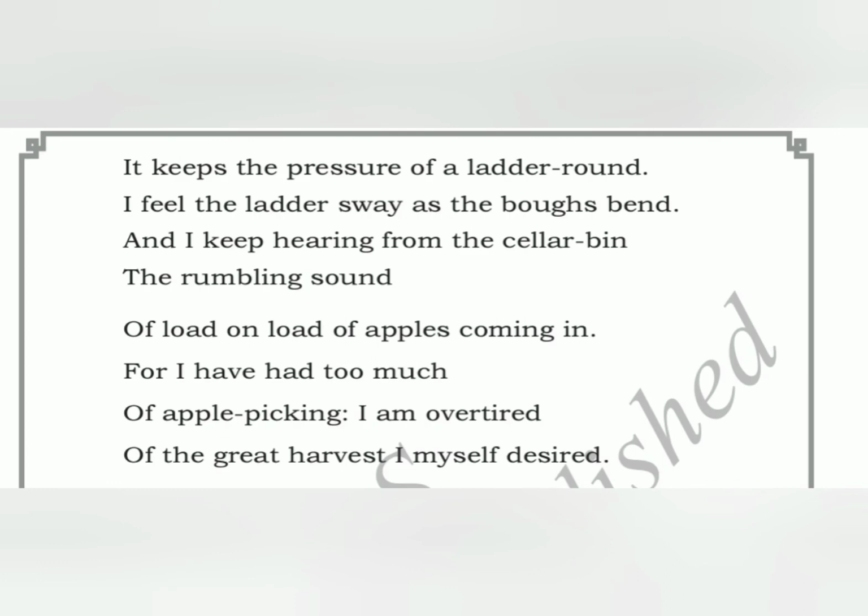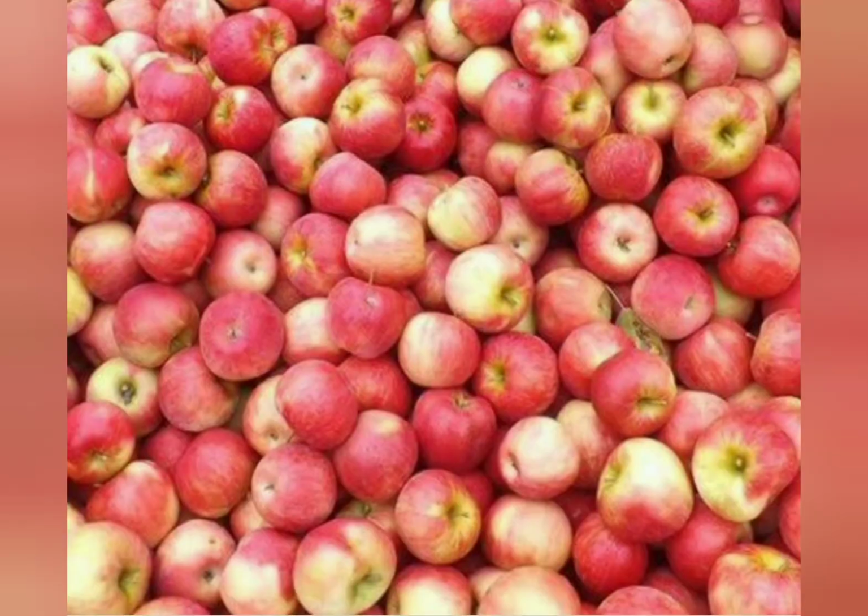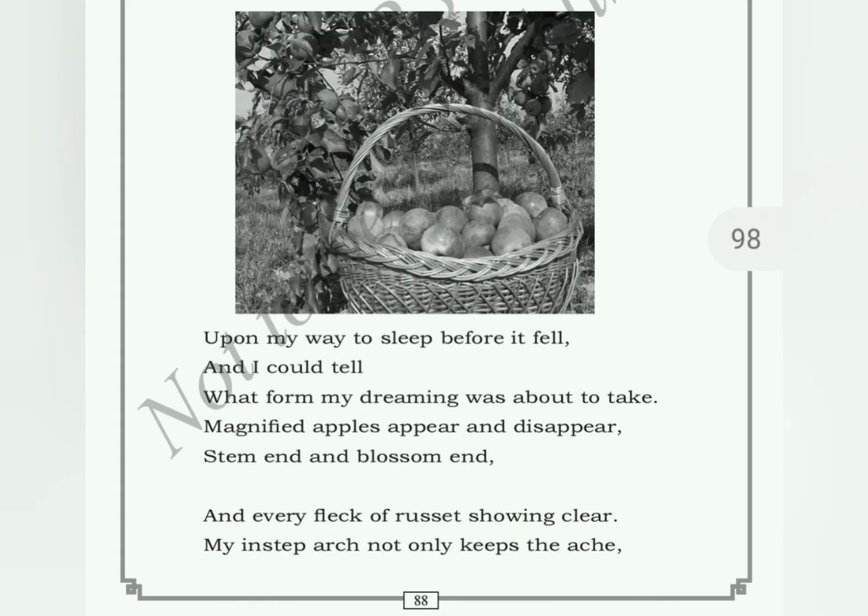The next three lines. "For I have had too much of apple picking. I am overtired of the great harvest I myself desired." The poet had desired a good harvest, and plenty of apples had grown. But plucking apples continuously, the poet was overtired. We'll find out the figure of speech which comes under today's part of the poem.